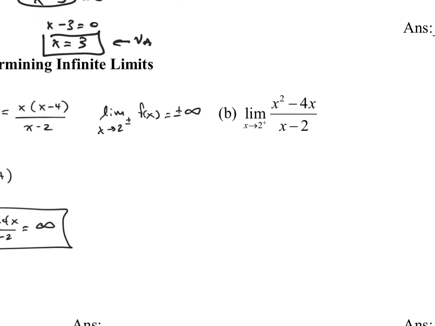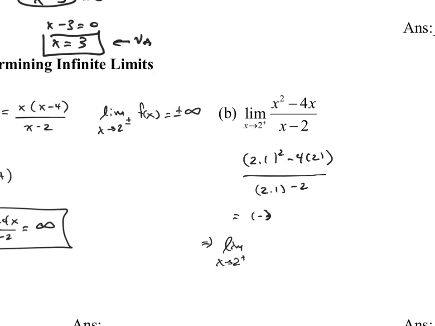We need to pick a number just to the right of 2, so how about something like 2.1? If I plug in 2.1, I'd have 2.1 squared minus 4 times 2.1, all over 2.1 minus 2. Again, all I care about is positive or negative in this case. Plug it into your calculator, and I'm getting a negative number. So what does that mean? As I approach 2 from the right-hand side and get closer and closer to 2, I'm always going to have a negative value, and it's going to get more and more negative, which tells me that the limit as x approaches 2 from the right-hand side of this function, x squared minus 4x all over x minus 2, must be negative infinity.